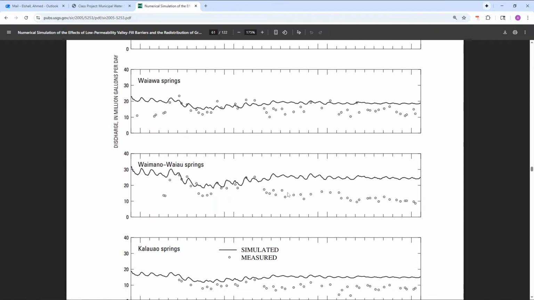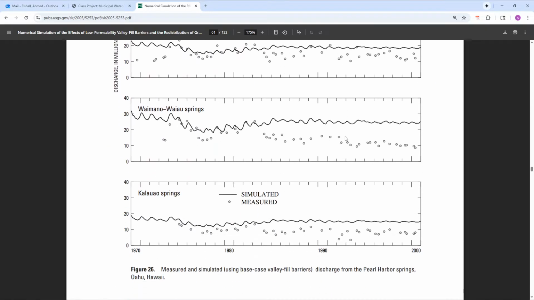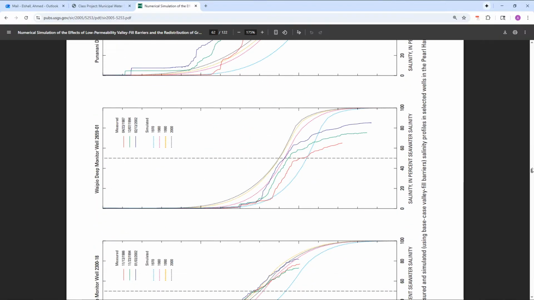So this one was for the head, this one for the spring. It's not perfect, but why? Because sometimes measuring a spring discharge is not accurate. So your observation data might not be very accurate, and so you have error here and also error here. But overall I think it's a very good fit, to be able to fit something like spring discharge.